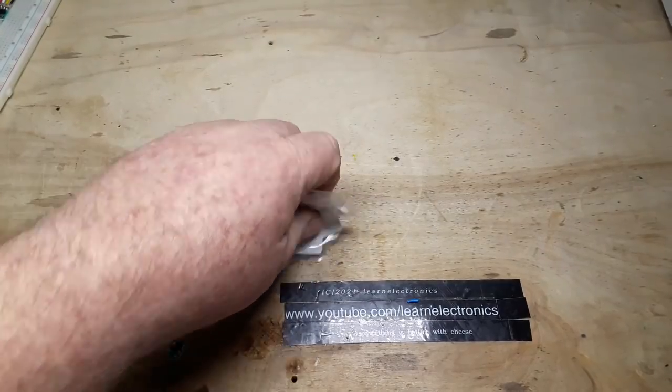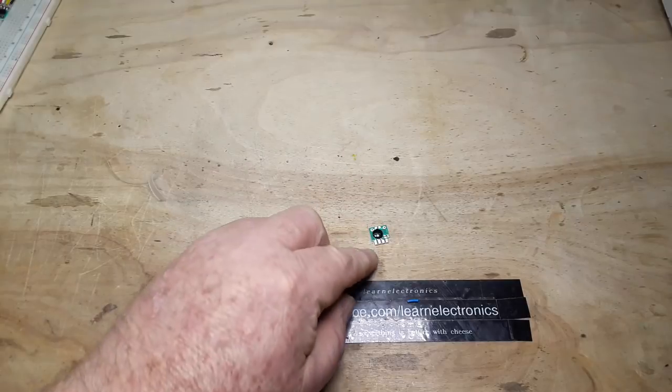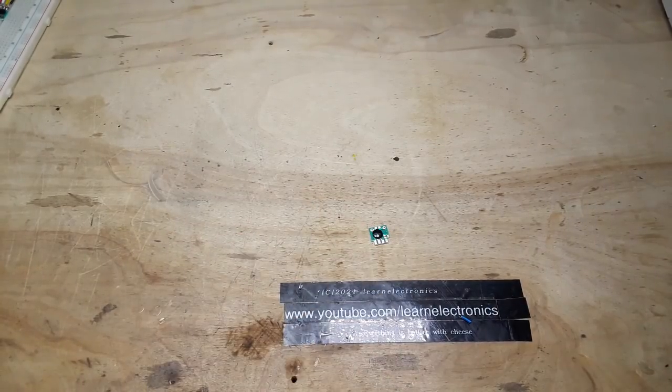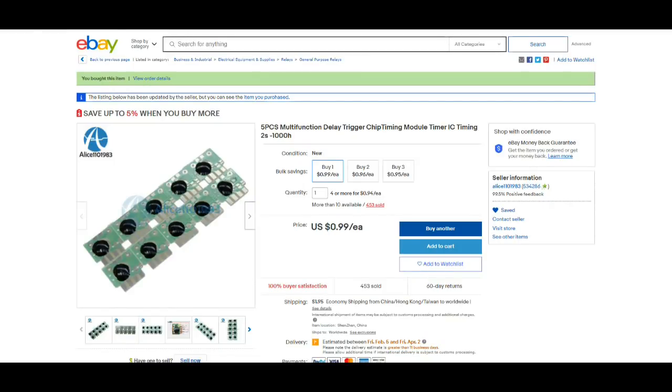Let's go to the computer and take a look at this on eBay and see if we can dig up some more information and figure out how it works. All right, so here we have the chips, and this is the listing from eBay. 5-piece multifunction delay trigger chip timing module timer IC timing, and they are 99 cents for five of them. So I thought, hey, that's a pretty good deal. Grab some of these and have a play with them, right?